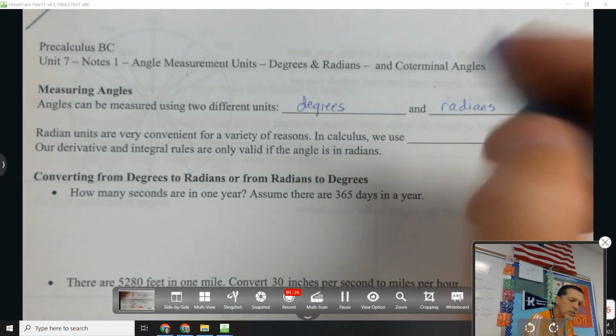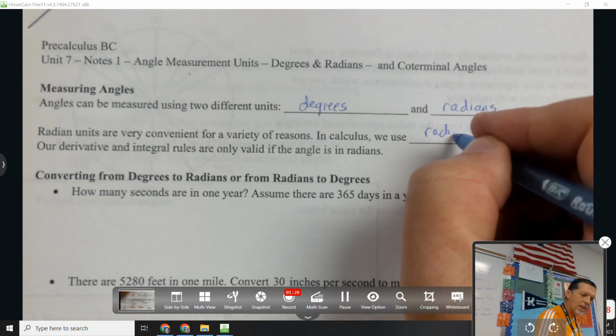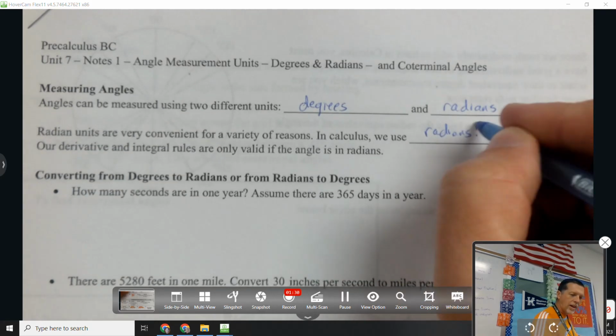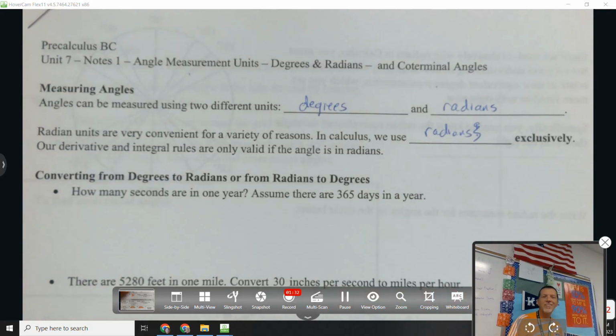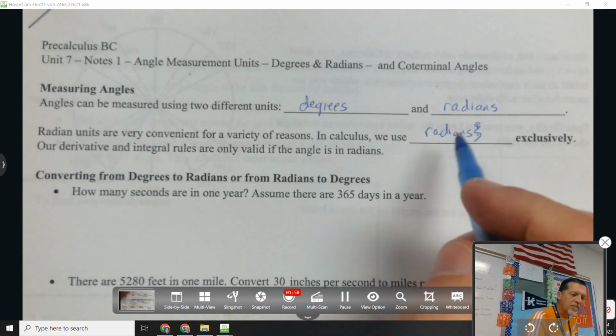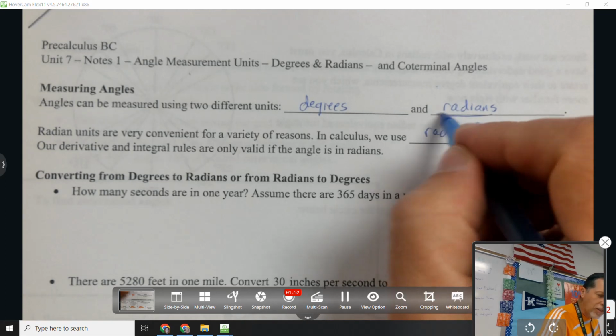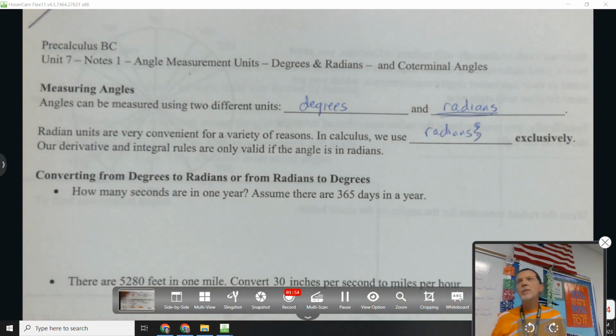In calculus, we use radians exclusively. We don't use degrees at all in calculus. You can put your calculator in radians and leave it there in calculus. The derivative rules and integral rules only work if the angle is in radians. That's more for next year. But that's just to say that, yes, radians feel weird initially, but eventually you will prefer them to degrees.